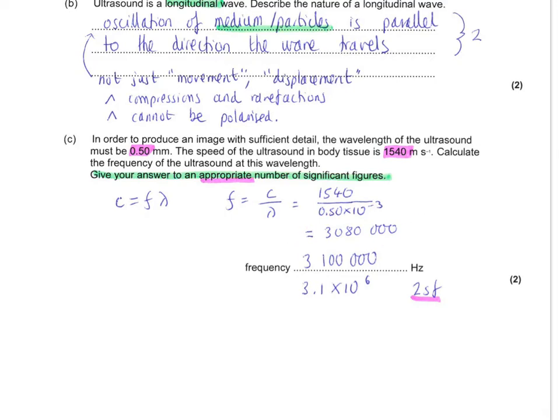Now, the question did say give your answer to an appropriate number of significant figures. Yes, we've got 3 significant figures in the 1540, but we've only got 2 in the 0.5 millimeters. Therefore, you should only be giving that answer to 2 significant figures, 3.1 times 10 to the 6. It's okay to give it as 3,100,000, but it's not utterly clear how many significant figures that is, because we don't know whether all these zeros are significant or not. The advantage of writing it in standard form is we can simply stop after the number of figures that we consider to be significant. The correct number here is 2.